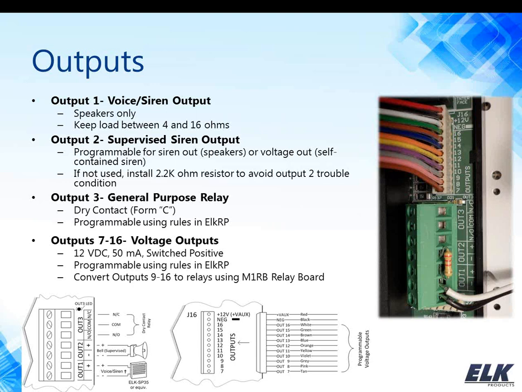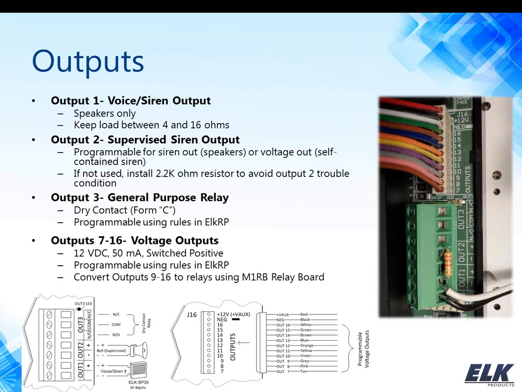With outputs, I talked earlier that the M1 does have 13 onboard outputs, so now we're going to talk about them. First of all, we've got output 1, which you can see here is a black and white wire connected to it, and this is our voice/siren output, so you do need to be able to connect a speaker to it. Keep the loading between 4 to 16 ohms. The panel again has voice, so it can speak to you through that.